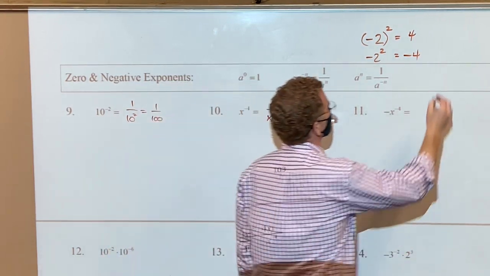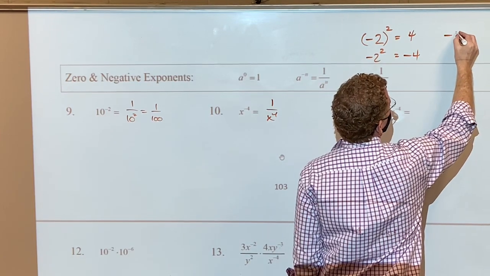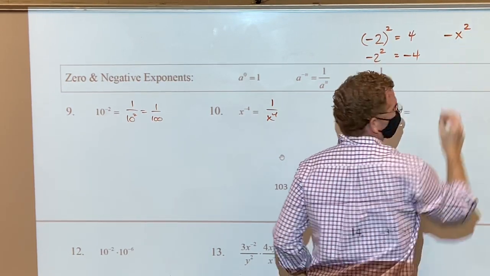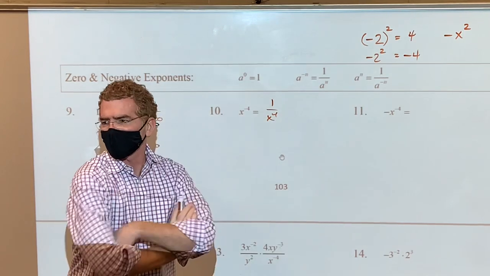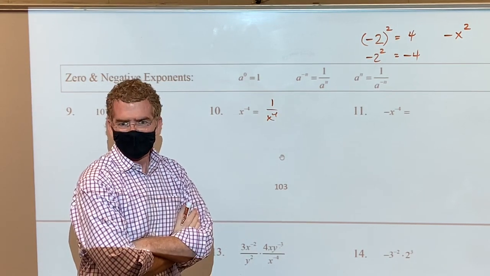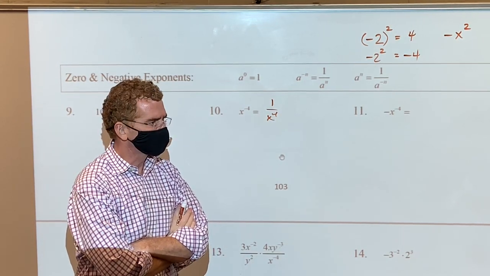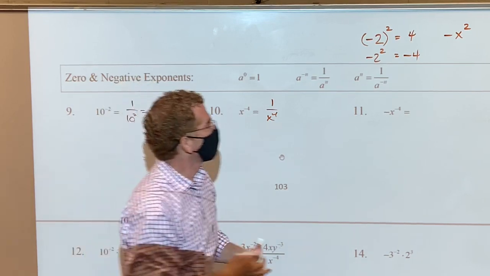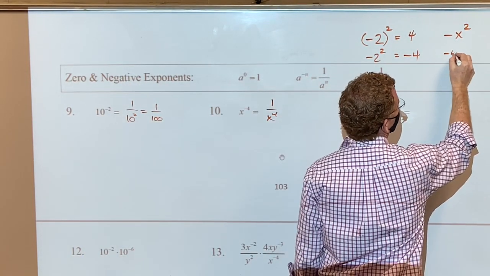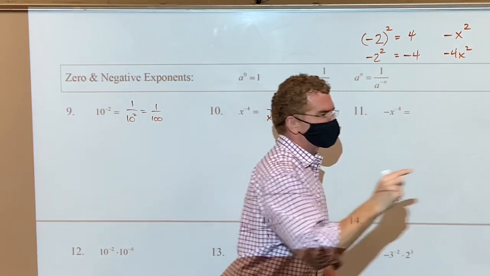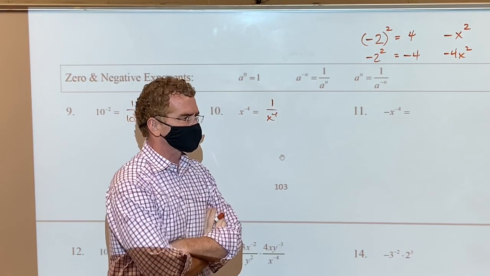Okay, hold on to this. What if I were to say negative x squared? Would you turn that into x squared? Yeah. You would? I mean, no. Okay. What if I had negative 4x squared? Would you change that to 16x squared?